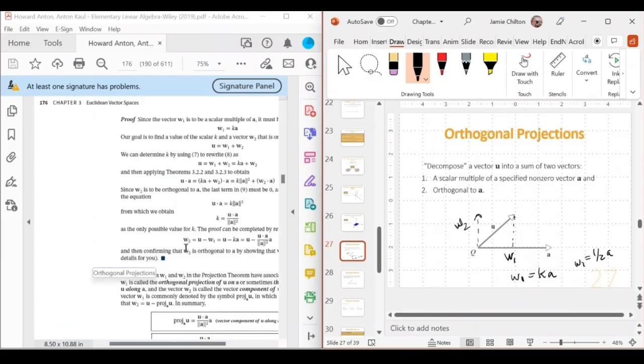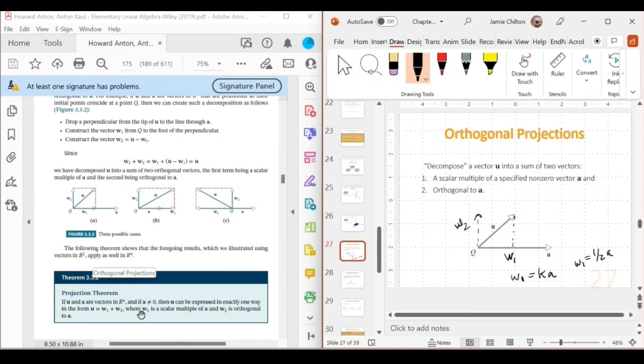So here we come to Theorem 3.3.2. If u and A are vectors in Rn, and if A does not equal 0, then u can be expressed in exactly one way in the form u equals W1 plus W2, where W1 is a scalar multiple of A and W2 is orthogonal to A. So keep in mind this Theorem 3.3.2.